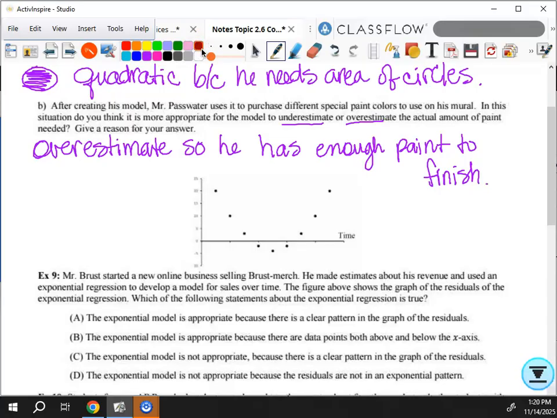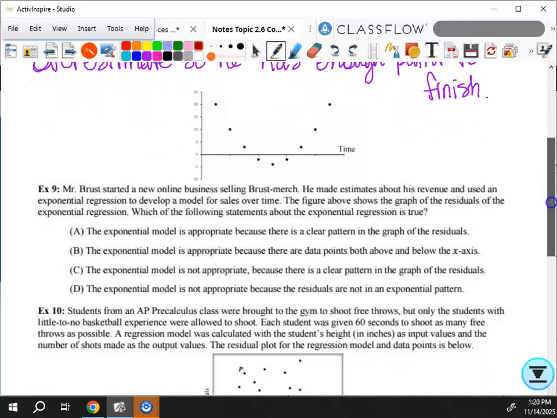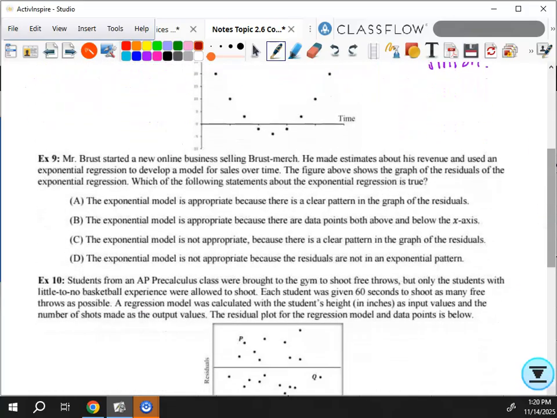So Mr. Breast started a new online business selling breast merch. He made estimates about his revenue and used an exponential regression to develop the model over time. The figure above shows the graph of the residuals of the exponential regression. Which of the following statements about the exponential regression is true? Okay, so again, these are fairly simple, I hope for y'all.